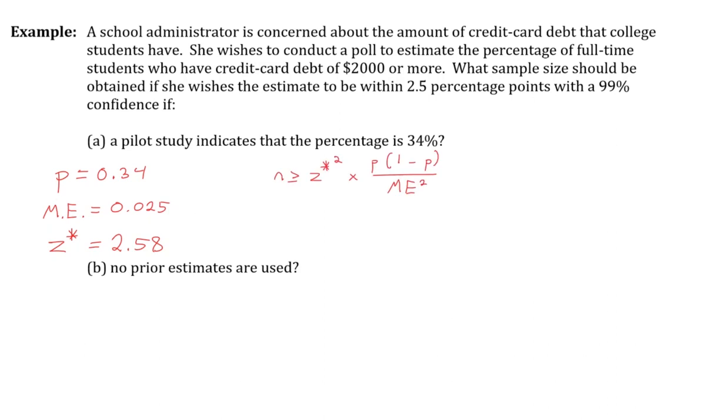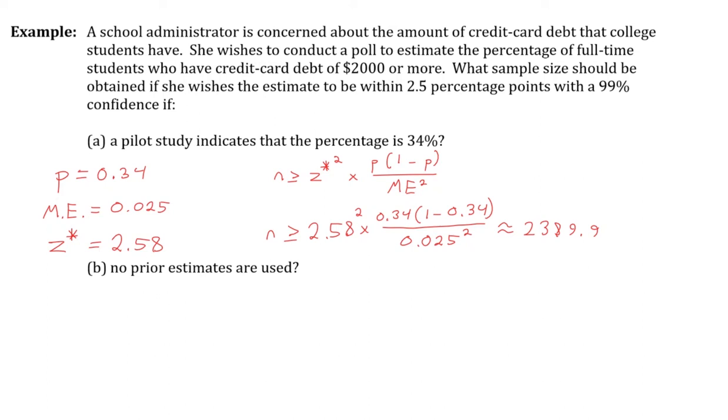With all that in place, we can plug that into our formula to find the sample size necessary. We would plug in all three of those values there and get 2.58 squared times 0.34 times 1 minus 0.34 divided by 0.025 squared, which results in a value of about 2,389.9.